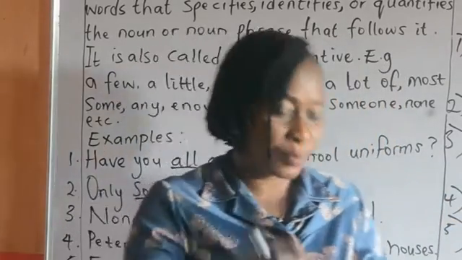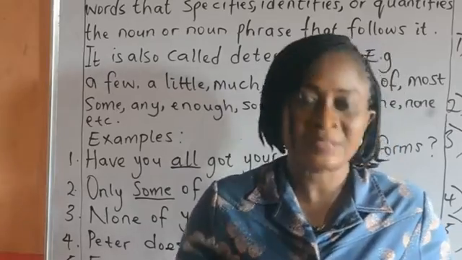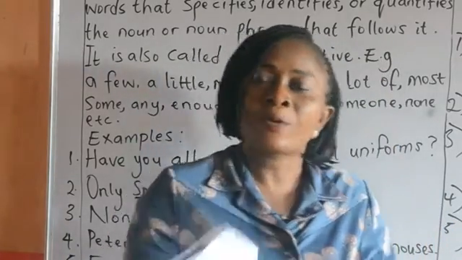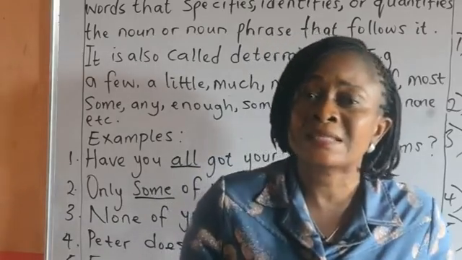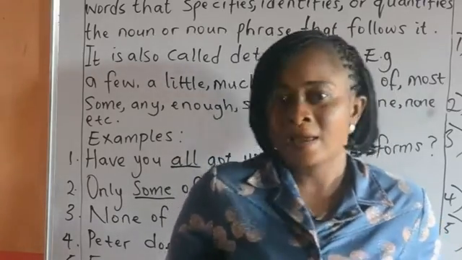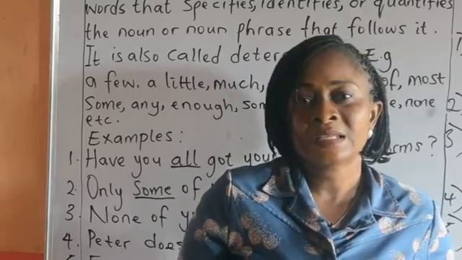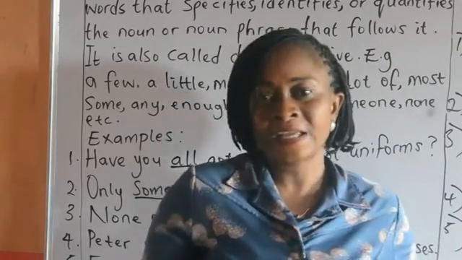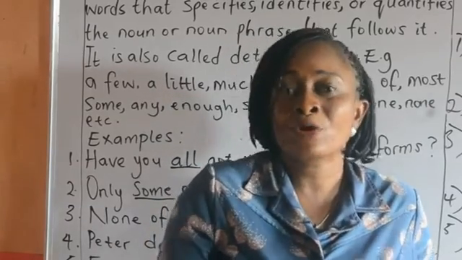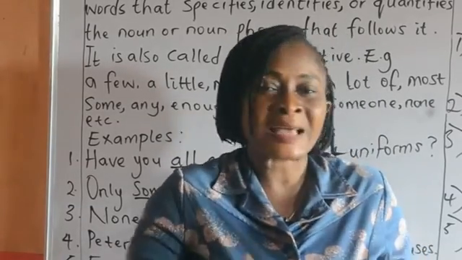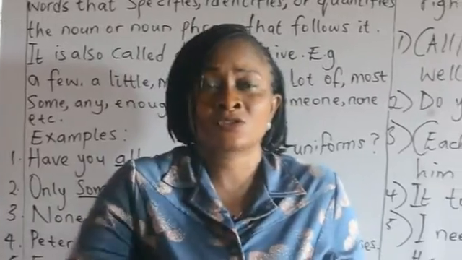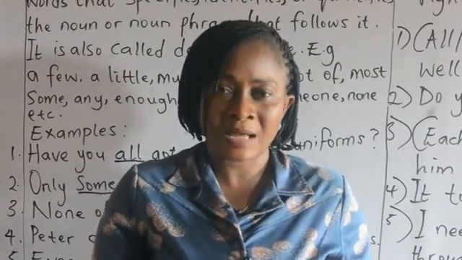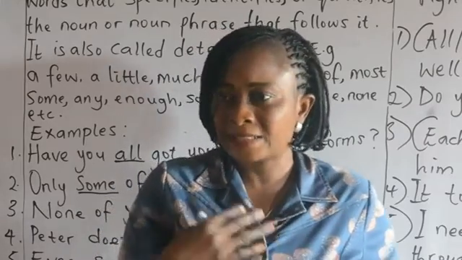Then the next one is the pronouns and the possessive determiners. The pronouns, you know your pronouns. A pronoun is a word that is used instead of what? A noun. Example, it, she, mine, he. So those are pronouns. Then the possessive, what is possessive? Possessive is talking about ownership of a particular thing. For example, you say, this is my bag.